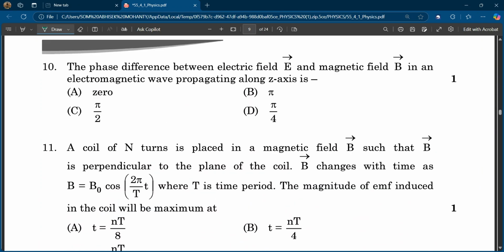Here, the phase difference between electric field and magnetic field B in an electromagnetic wave is simply pi by 2.